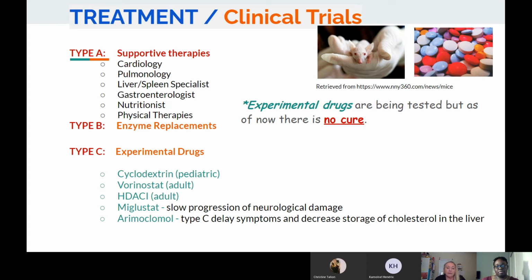For type C, the experimental drugs that are being tested right now depend on the age of the patient. So the goal is to slow the progression of neurological damage or to delay the symptoms and decrease the storage of the cholesterol in the liver.